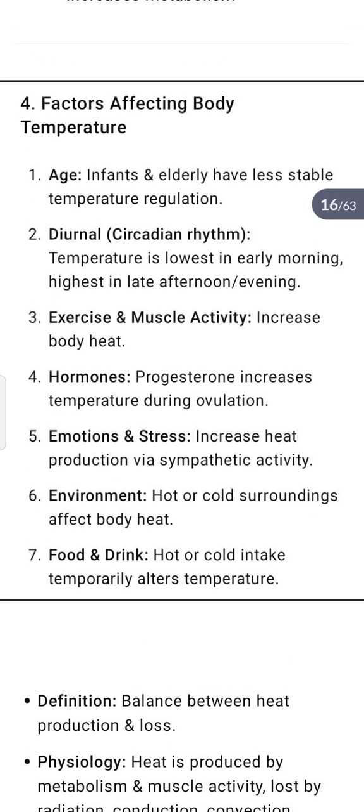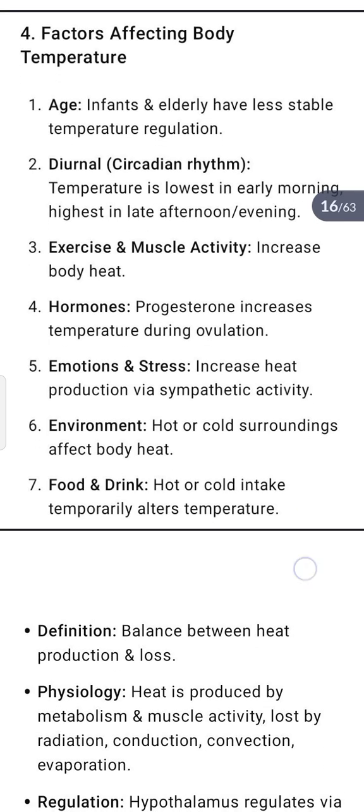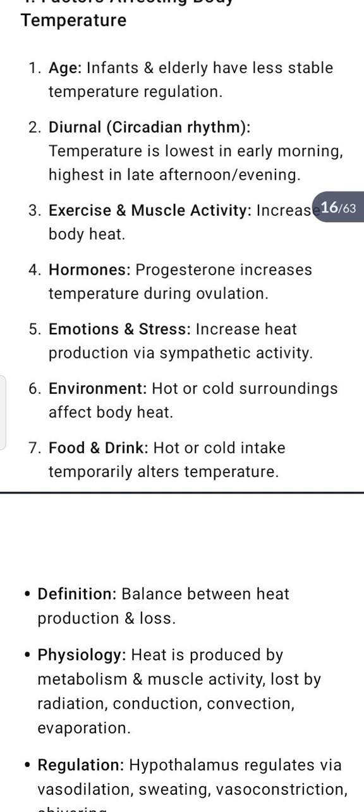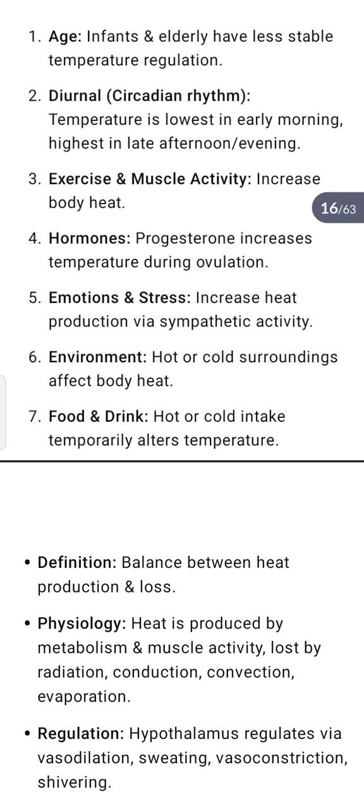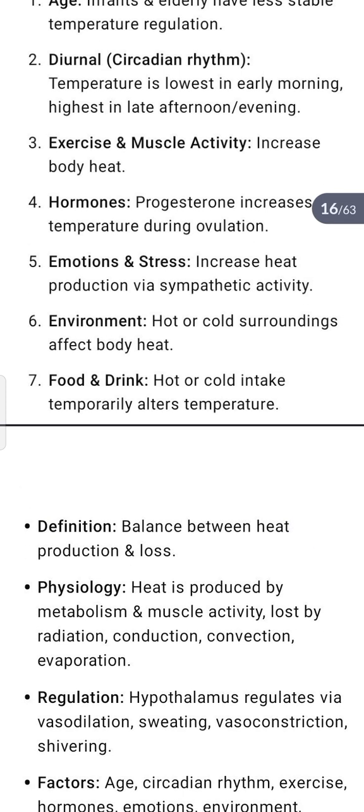So age, like infants and elderly have less stable temperature regulation. Like infants, their body cannot regulate body temperature, and elderly, older people, their body also cannot regulate body temperature. Diurnal, like circadian rhythm, temperature is the lowest in early morning. Like in the morning the temperature is at its lowest, but highest in the afternoon, and we can say in the evening. Now let's see exercise and muscle activity increase body heat.